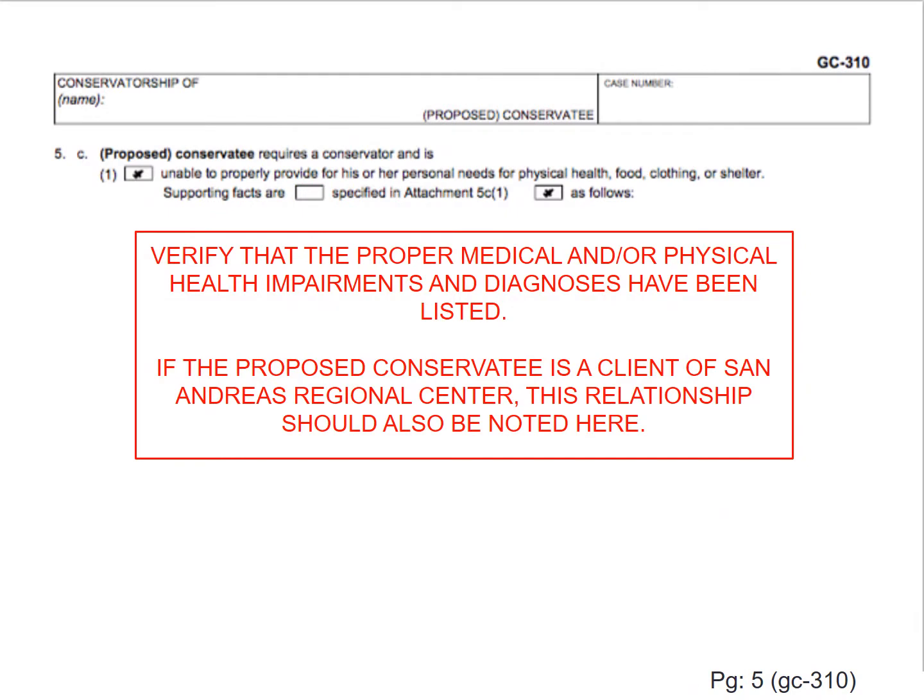On page 5 of Form GC-310, check the boxes next to 5C1 and as follows, then write below the conservatee's medical diagnosis and whether they are a client of the San Andreas Regional Center. Leave item 5C2 blank as this petition is for a limited conservatorship of the person, not the estate.